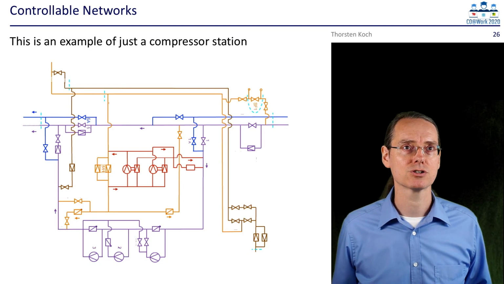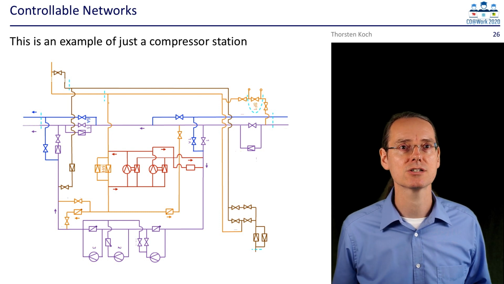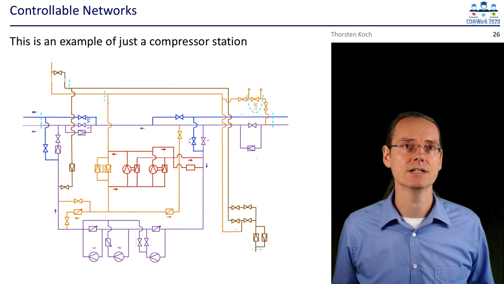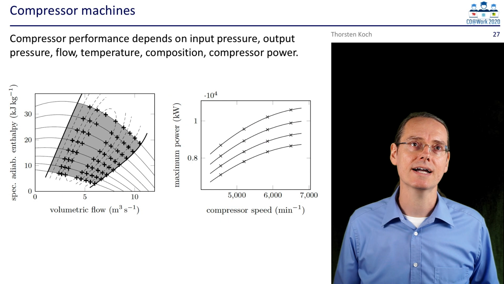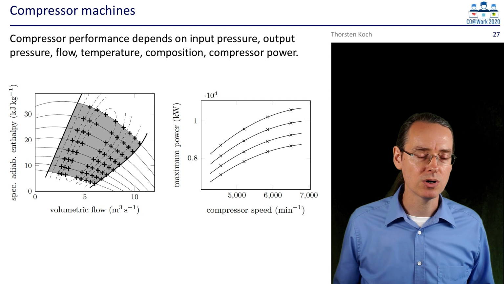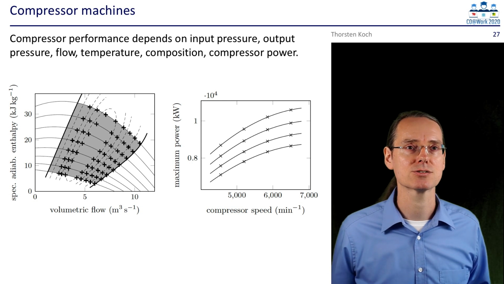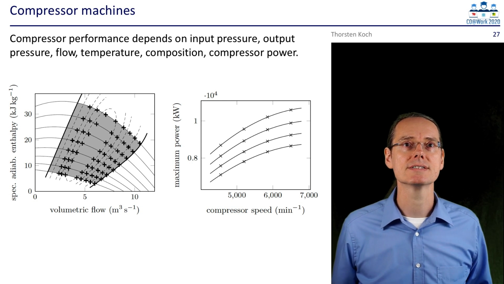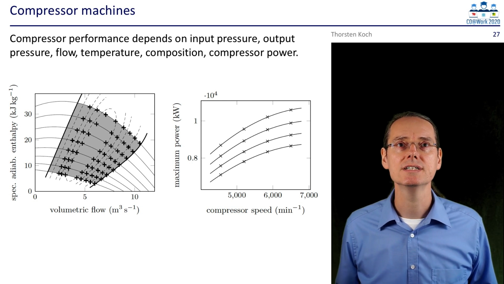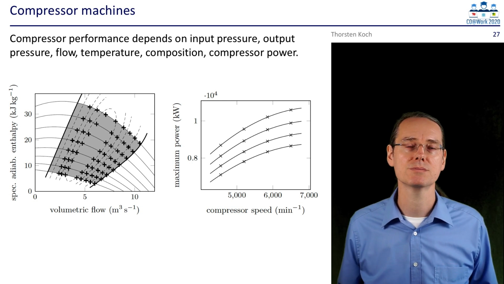So here you see an example of a controllable network, which is just one compressor station, but you see there are a lot of compressor machines, a lot of valves, some regulators, and this together is then a real network. Actually the most difficult elements are the compressor machines. They are important because they increase the pressure and are responsible for pushing the gas through the network. But the problem is that the output or the performance of the compressor machine depends on the input pressure, the output pressure, the flow, the temperature, the composition, and pretty much everything else.